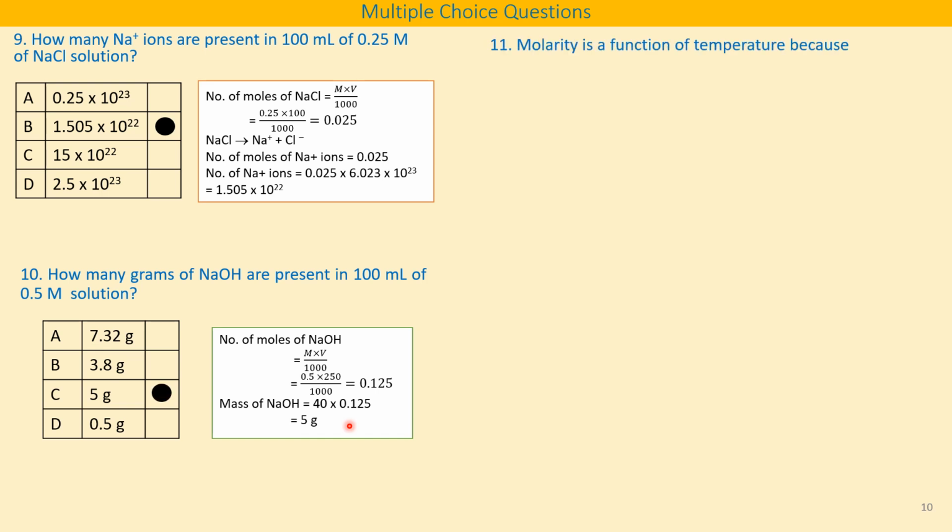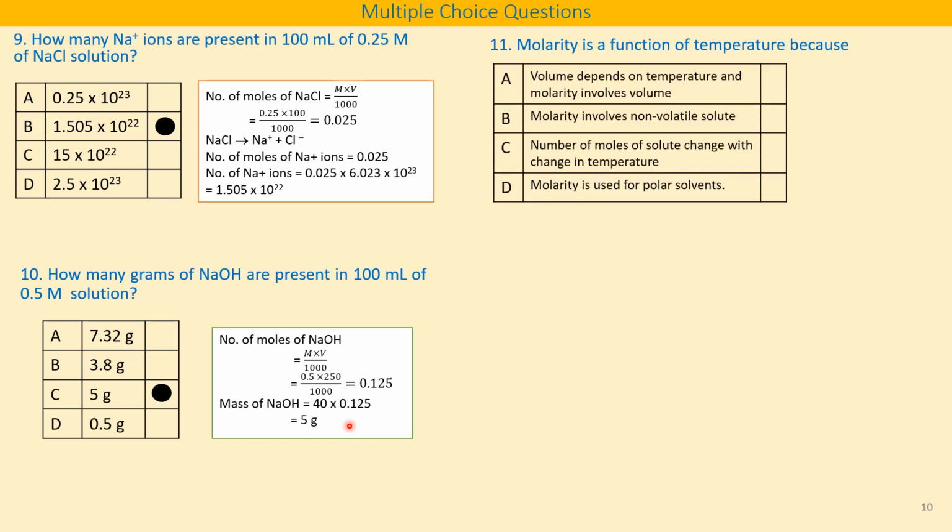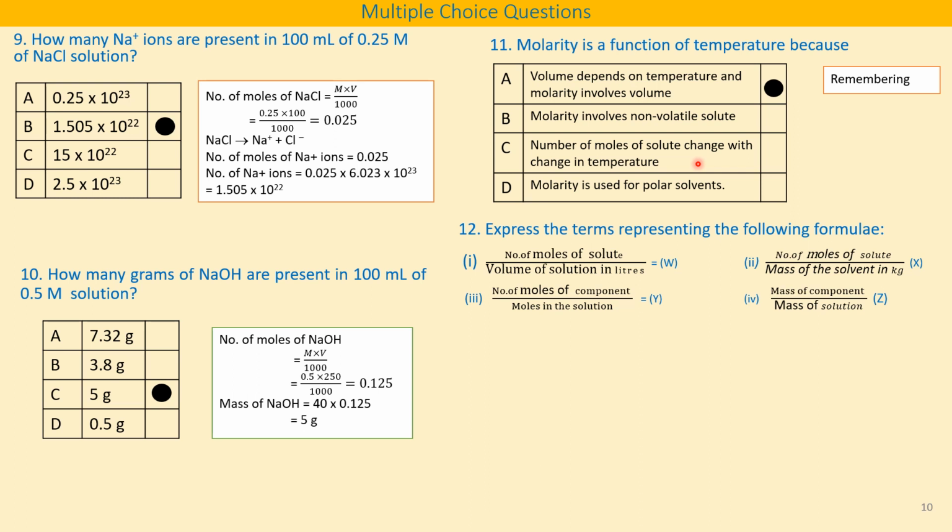Next question. Molarity is a function of temperature because, so we have to give reasons. Four options are given. Please read them. Volume depends on temperature and molarity involves volume. Molarity involves non-volatile solute. This is wrong. Number of moles of solute changes with change of temperature. That is also wrong. Molarity is used for polar solvents. This is also wrong. So the correct answer is A. Remember it and mark it.